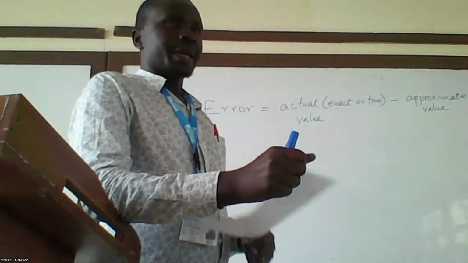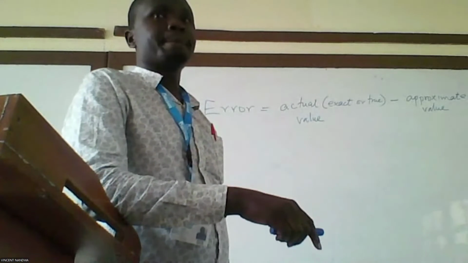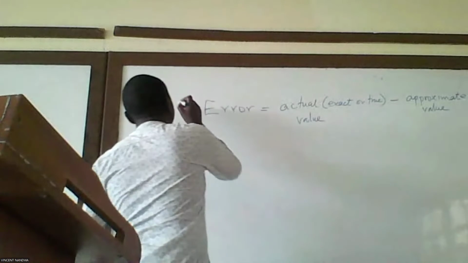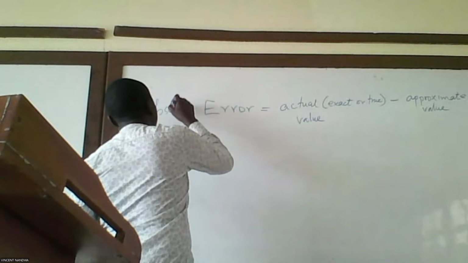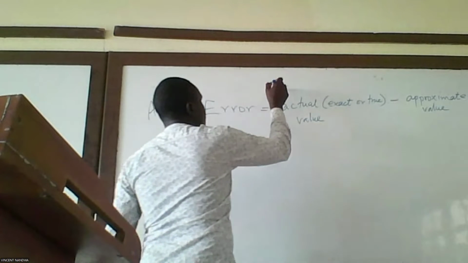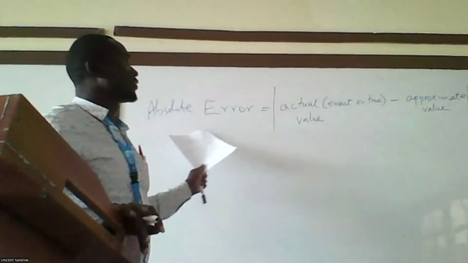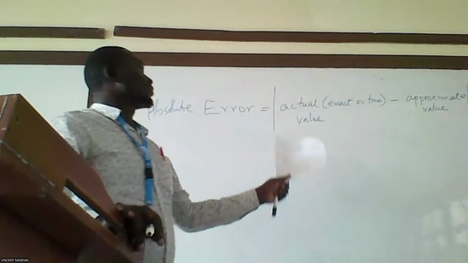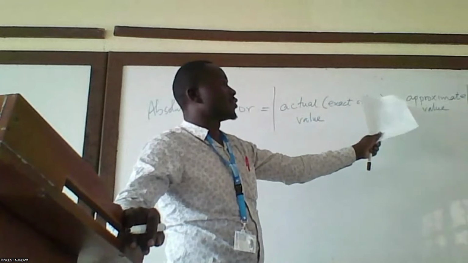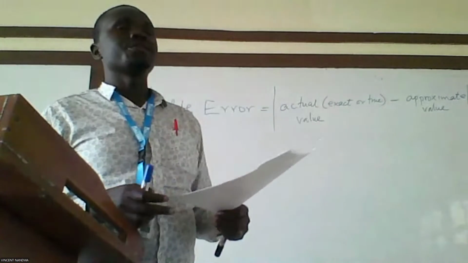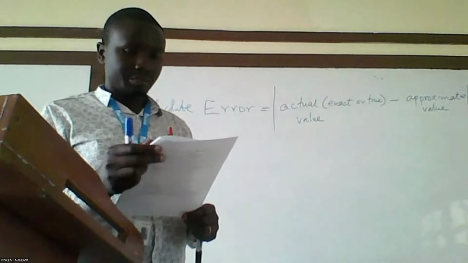And then absolute error is now the absolute value of this difference. Absolute error is given by this. So the difference between true and approximate, if the sign is negative, you ignore that negative sign.